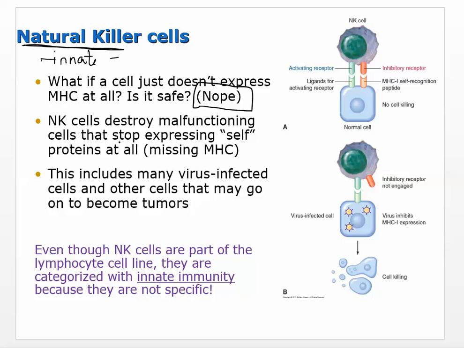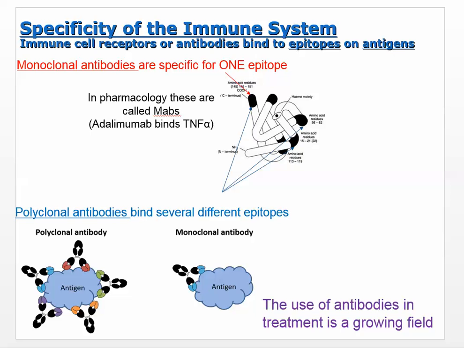Okay, so natural killer cells destroy malfunctioning cells that stop expressing self-proteins at all, so they're missing their MHC. This includes many virus-infected cells and other cells that may go on to become tumors. And then this reminder here that even though they're lymphocyte cell line, they are still innate because they are not specific. Okay. All right, so specificity, monoclonal antibodies are specific for one epitope.